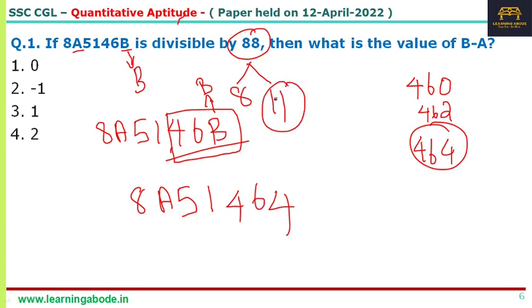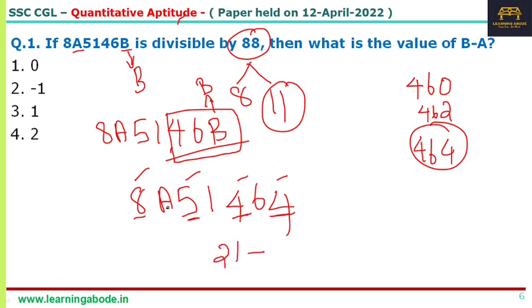Now the divisibility test of 11 says that if you take the alternate numbers, the difference between the sums of the alternate numbers should be either 0 or 11. Here, let's take the numbers in the odd positions. 8 plus 5 is 13, 13 plus 4 is 17, 17 plus 4 is 21.